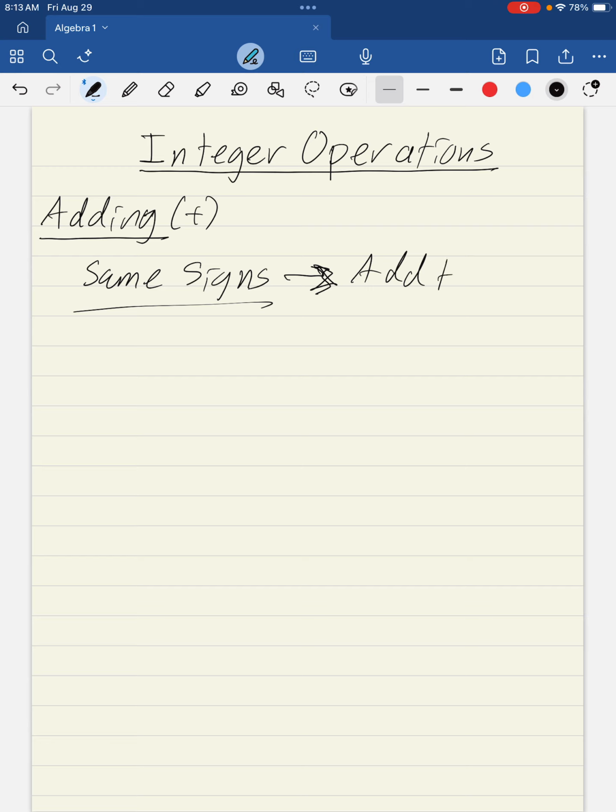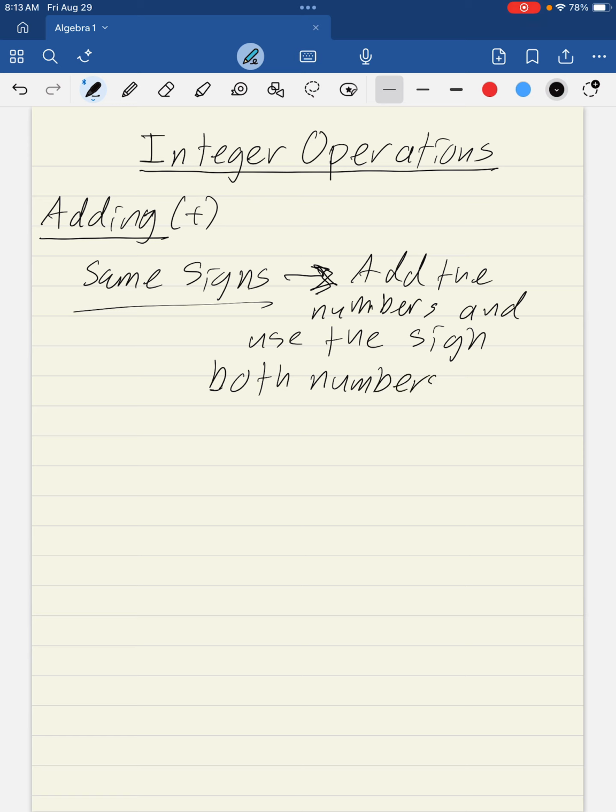We're going to add the numbers together and use the sign both numbers have. Okay, so that's going to be positive or negative. So, how does this look?